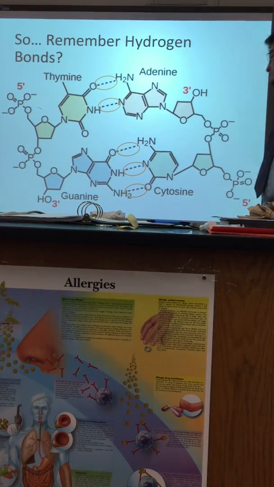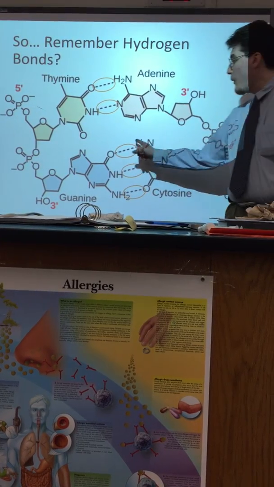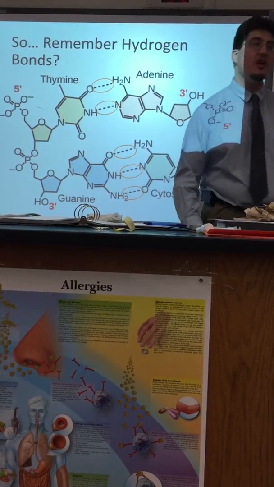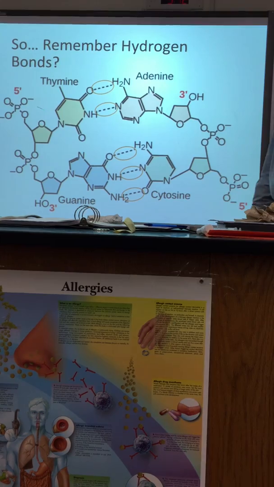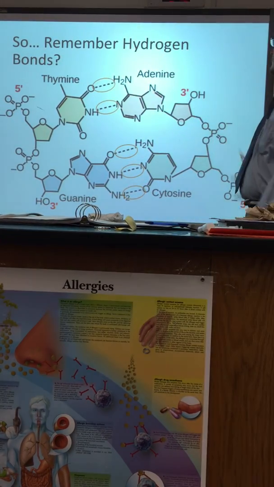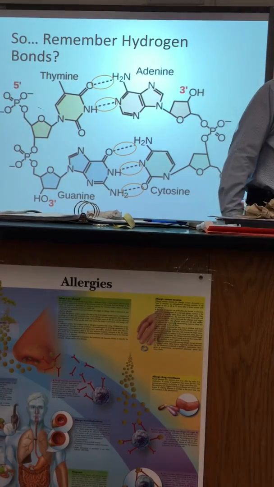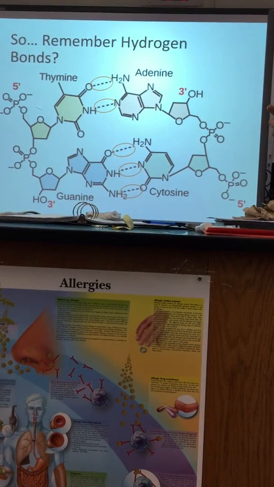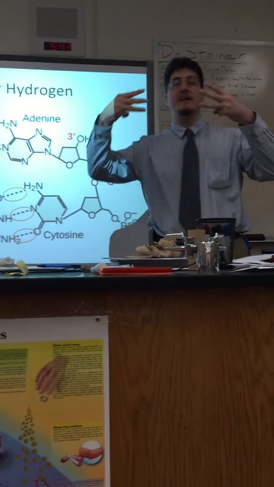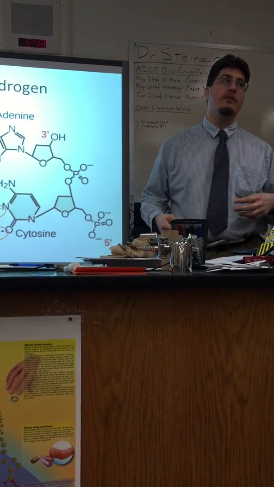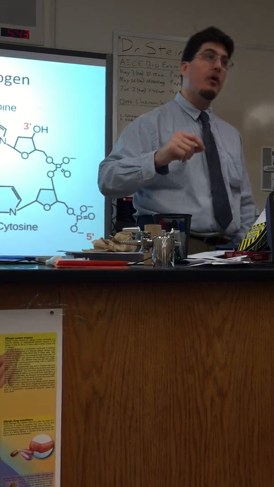Guanine and cytosine has three hydrogen bonds. One dashed line, one dashed line, one dashed line. 1 + 1 + 1 = 3. This is antiparallel, 3 to 5, complementary, double-stranded. Adenine and thymine form two hydrogen bonds. Guanine and cytosine form three hydrogen bonds. The more hydrogen bonds you have, the more stable your molecule.